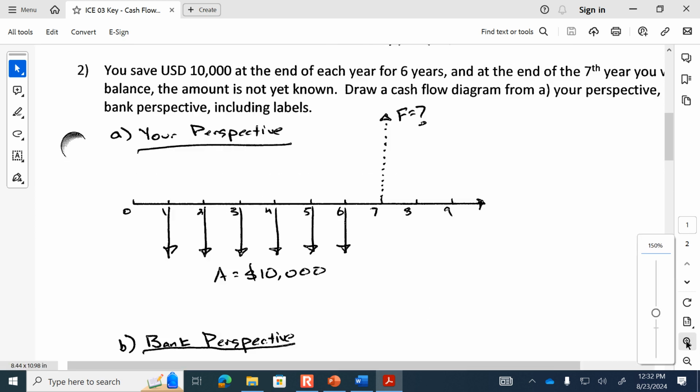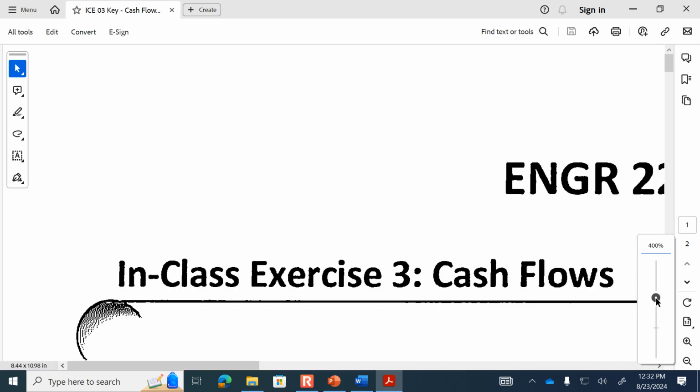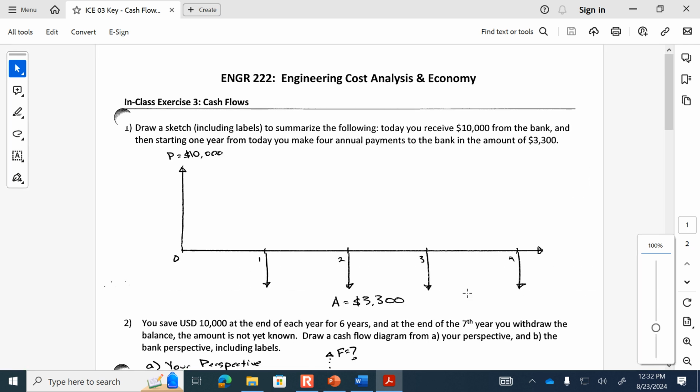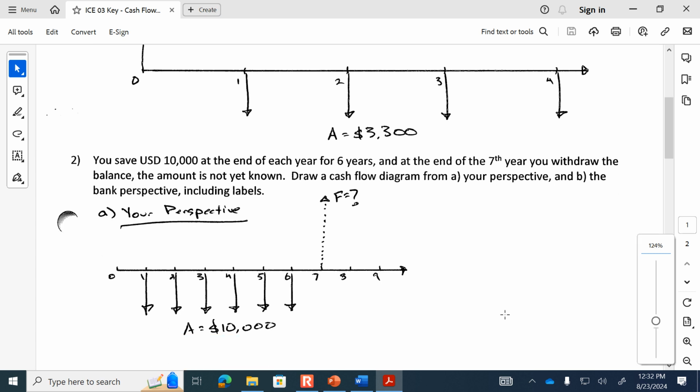So on problem 2, your perspective is that a year from now, you are going to save $10,000. That means you're going to deposit it in a bank. So you're depositing $10,000 into a bank at the end of each year for 6 years.